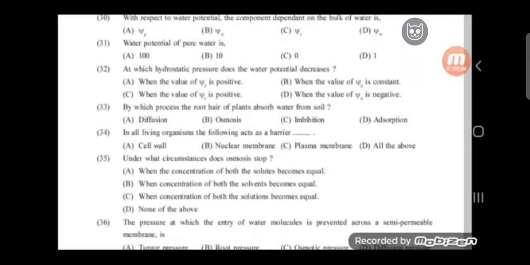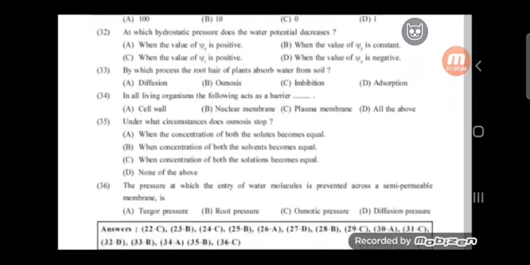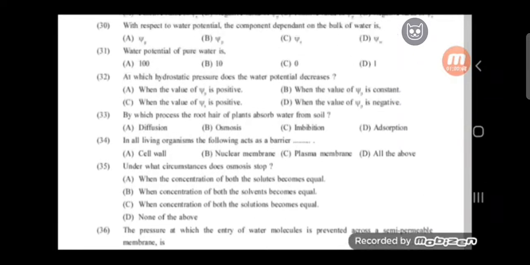So the correct answer for question number 32 is option D. So therefore, when the value of water potential P is negative, the water potential decreases. So therefore, option D is the correct answer for question number 32.